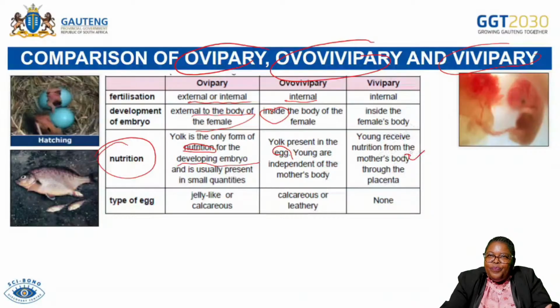We have looked at human reproduction there. You have looked at how the placenta is formed, stuff like that. So viviparity, we have what? Young receive nutrition from the mother. Okay, type of the egg between the three. The egg of oviparity is jelly-like or calcareous, and ovoviviparity is calcareous or leathery also. And with viviparity, they don't have eggs. We've got none there. Okay?